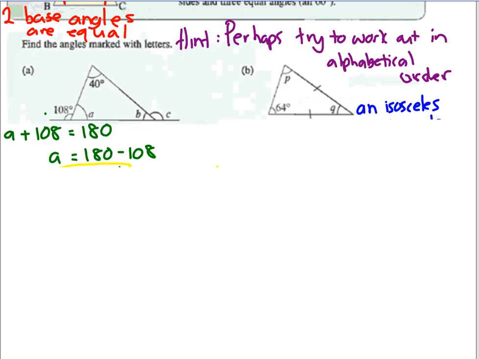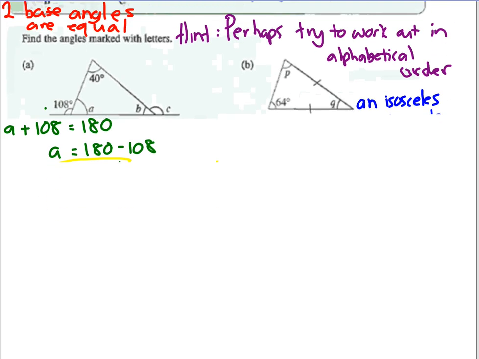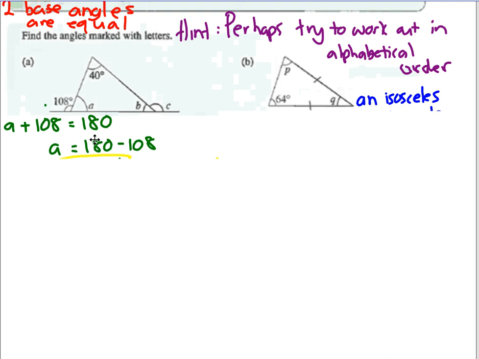So how do we... here we go. Okay, so to deal with the 108, we need to subtract 108 from both sides. So we still have A equals 180 minus 108, and then work out your answer. 180 minus 108 is 72 degrees. And don't forget your degree sign. Very important you have your degree sign. So I've worked out A.